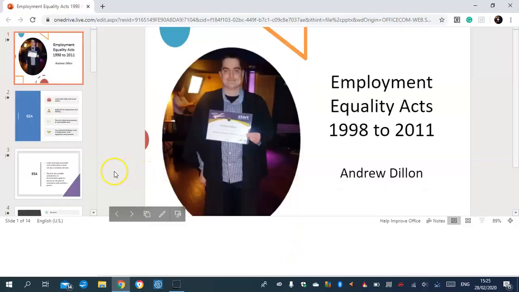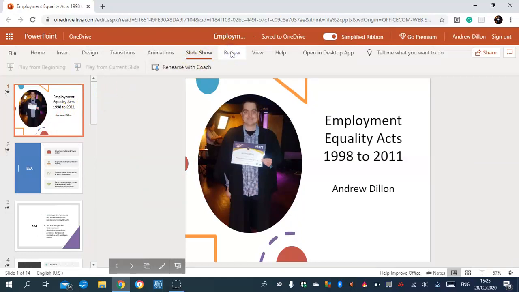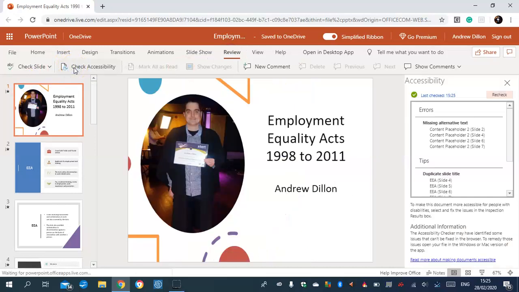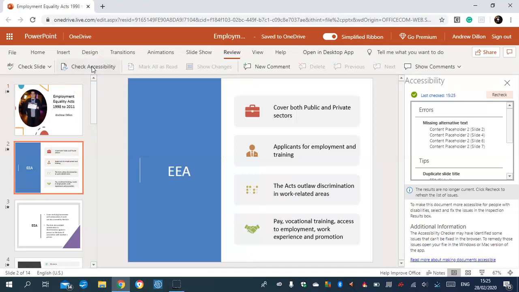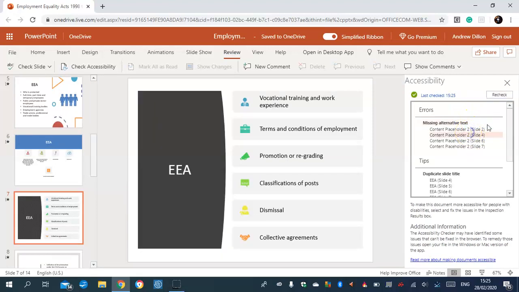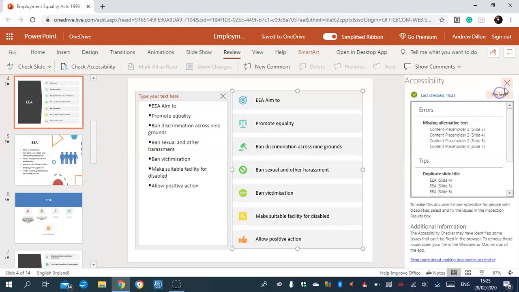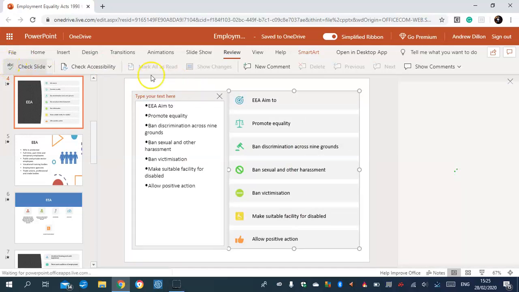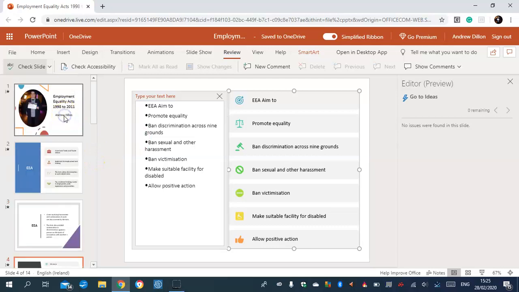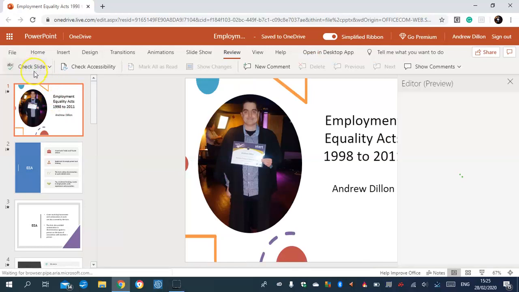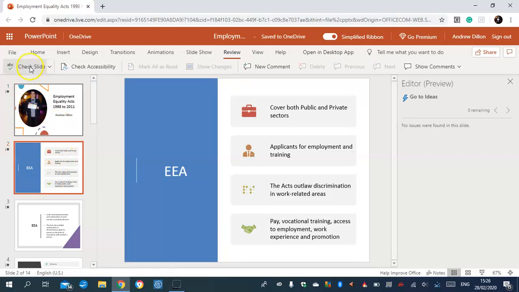And that's it. Before I finish this off, I just need to check the accessibility of each slide. Okay, I'm going to check the slide. No issues were found on the slide. Check this slide. No issues. Okay, I'll check this slide. No issues either.